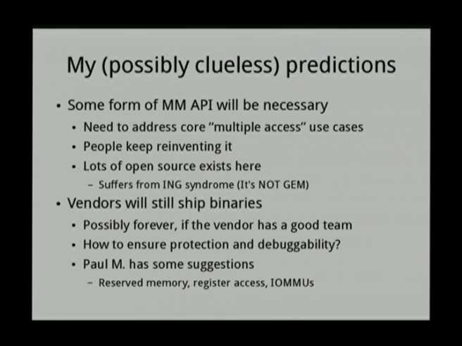So what are my possibly clueless predictions about this? Because it's been reinvented so many times, and people will keep on doing it, and there is a lot of open source there, some form of memory management API will be necessary. And it will need to address the fact that people need to allocate possibly large contiguous areas. And so Paul has been thinking about this. There's some tie-in here to memory regions. It's actually kind of complicated. But there's a lot of different components that can go into the solution here.